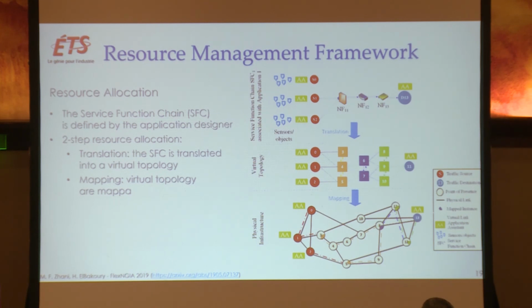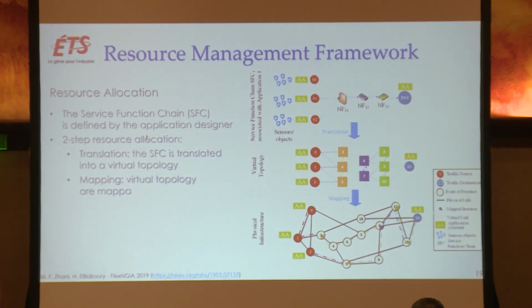So in order to manage those service function chains, of course, we need to have a resource management framework, right? The main role of the resource management framework is to allocate the resources, like set up the network, the service function chain, and so on. Before getting into the details of the framework, let me start with an example of a resource allocation.